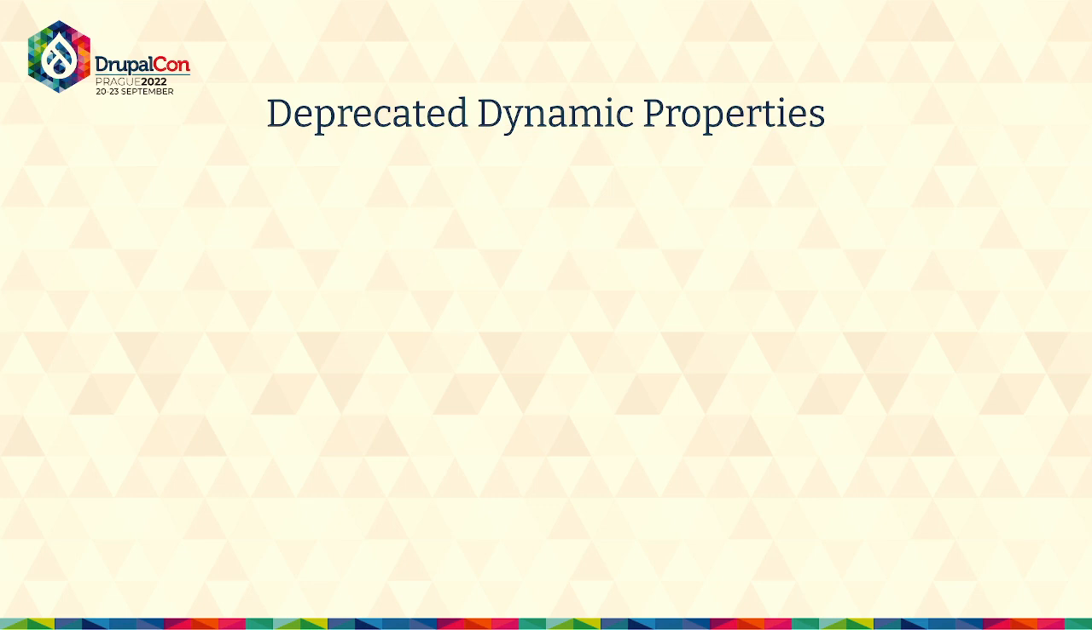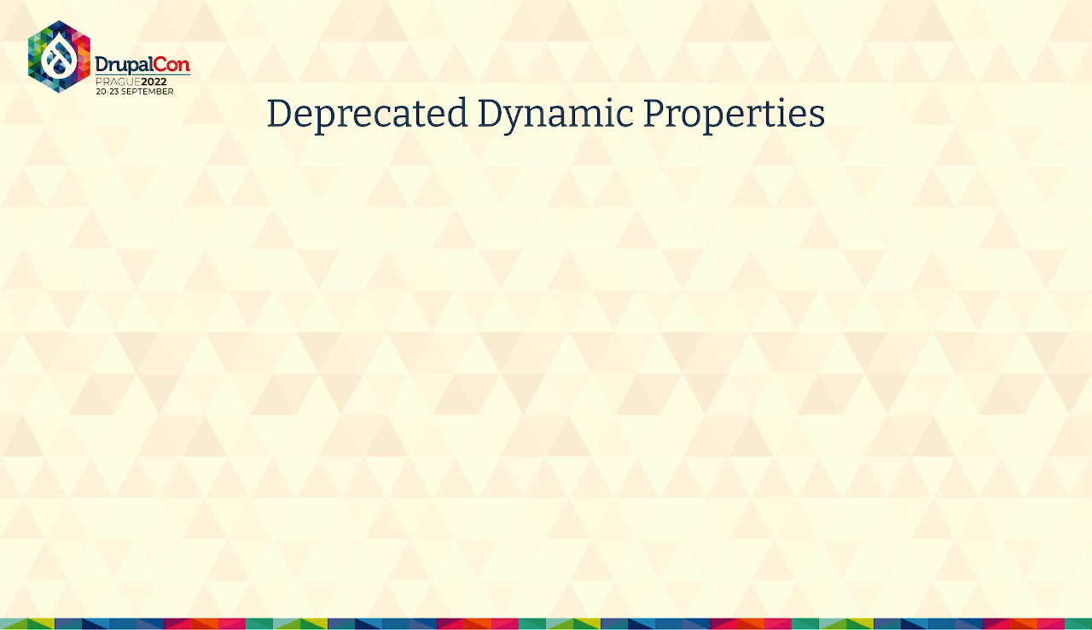Deprecated dynamic properties. So how many of you have created an object of a class and then defined a dynamic property on top of it? By dynamic property, I mean a property which has not been declared in the class itself. So for example, I have a class A, which has two different properties, B and C, right? Now I've instantiated an object of class A, and I do $A arrow operator D equals 10. I think a lot of us would have done that, right?